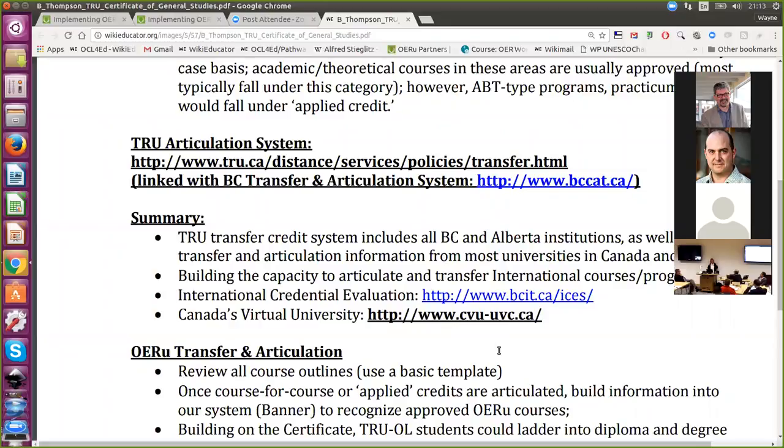So just think of the big picture. 15 credits of the 30 credits can be PLARred, can be applied studies, etc. Of the other 15 credits for OERu, six of those credits have to be OERu courses. So the other three can come from individual universities. Of those other three, we're going to need transcripts. Okay? Any questions?